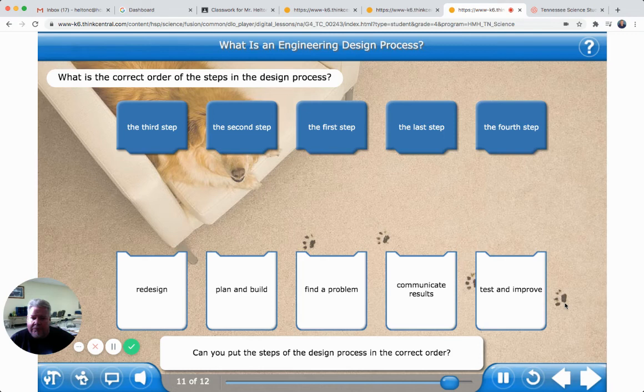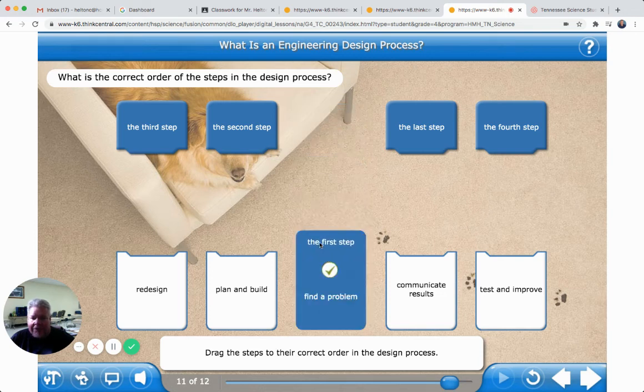Can you put the steps of the design process in the correct order? Drag the steps to their correct order in the design process. Okay, so the first step, what is it? Redesign, plan and build, find a problem, communicate results, test and improve. It's find a problem, isn't it? First, we have to find the problem. And then what do we do? We plan and build, don't we? How are we going to solve this problem? So that's the second one.